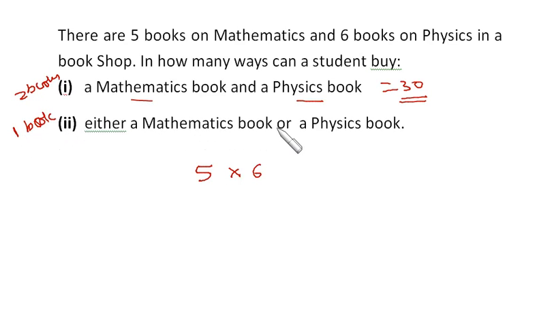Now he has how many choices? 5 plus 6. That is 11 books he is able to see, and out of these 11 books he has to choose one book, right? So either a mathematics book or a physics book, we have 11 ways, right? You got the difference between these two. Here the 2 books are being purchased, here only one book is being purchased. So there is the difference in the situation, right?